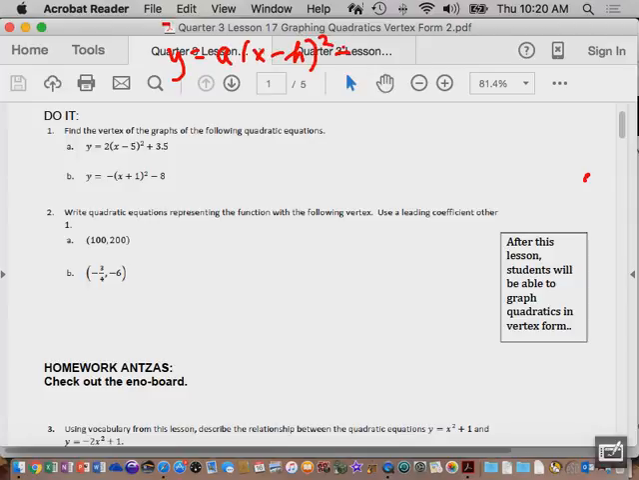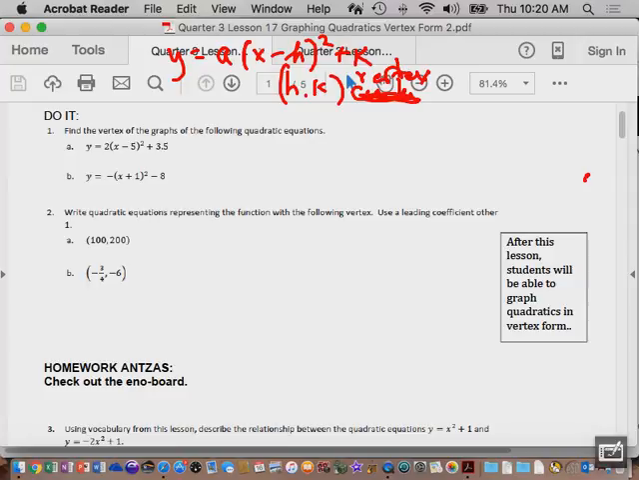Y equals a times x minus h squared plus k. Now, we didn't talk about a yet. We'll do that in a couple of minutes. But h, k are the coordinates of the center. I shouldn't have written center. Sorry, that would be for a circle. It's the vertex of the parabola.